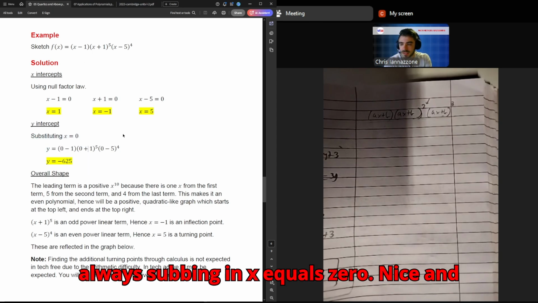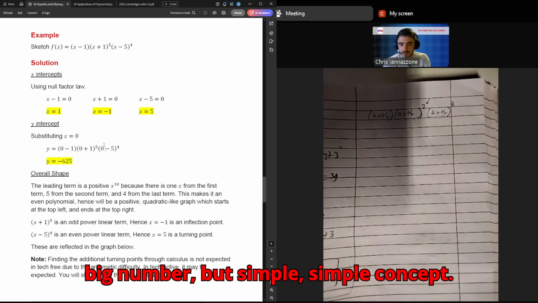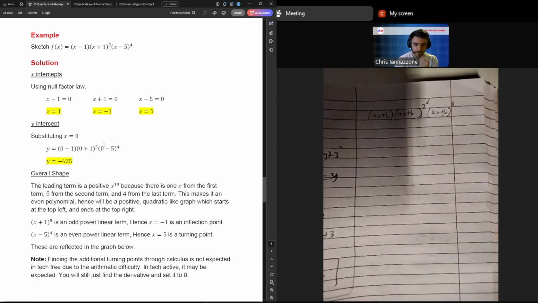Y-intercept, always subbing in x equals 0. Nice and simple. Subbing in x equals 0. It's a big number, but simple concept.